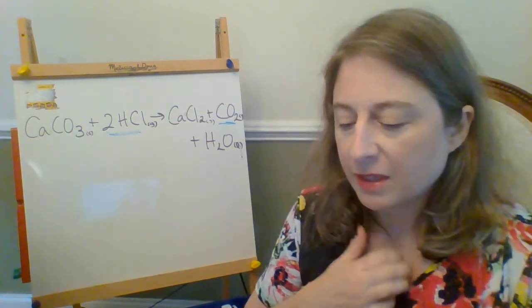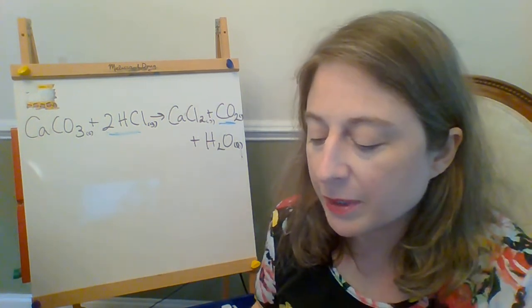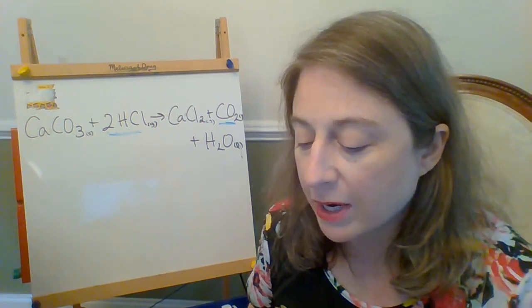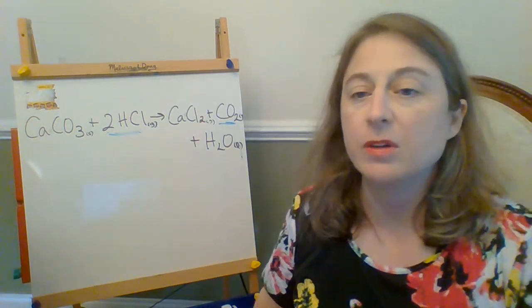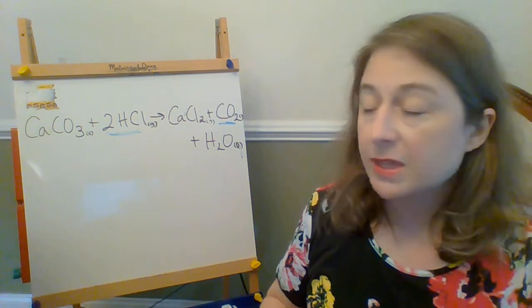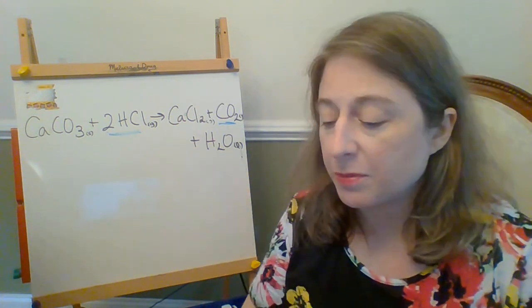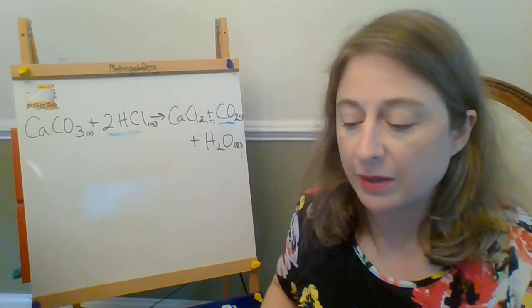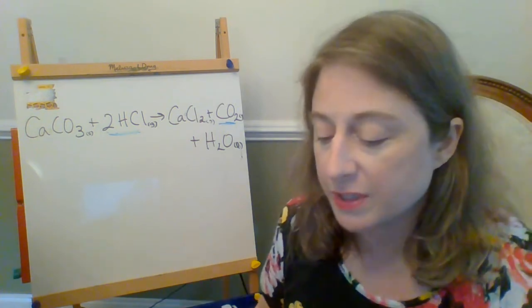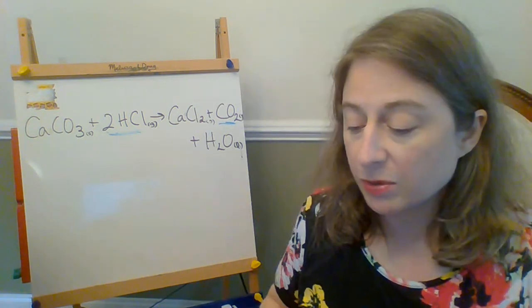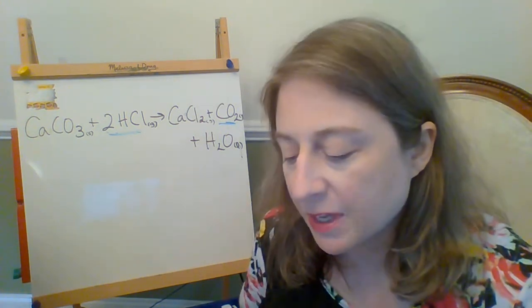Number 6, if a stoichiometry problem gives you a quantity of substance in grams, what's the first thing you must do to solve the problem? So we're always going to convert grams to moles before we do anything else with our balanced chemical equation's coefficients. Convert grams to moles.